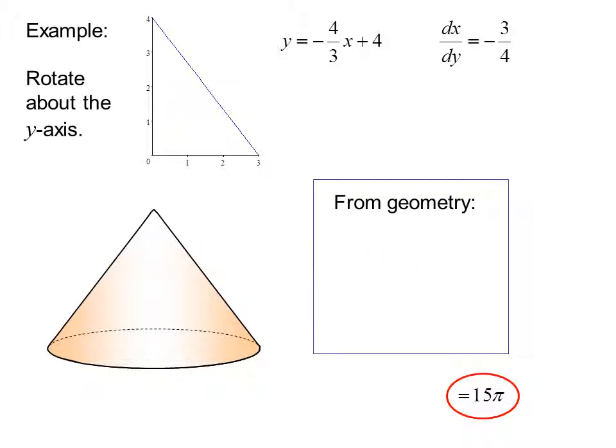From geometry, you may or may not remember the formula, but the surface area is pi r times the slant height. And since it's a 3, 4, 5 triangle, it's pi times 3 times 5, or 15 pi.